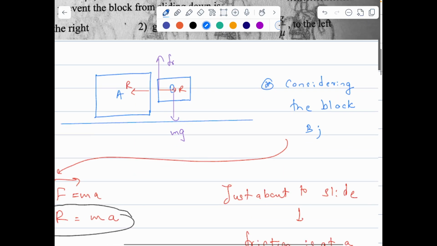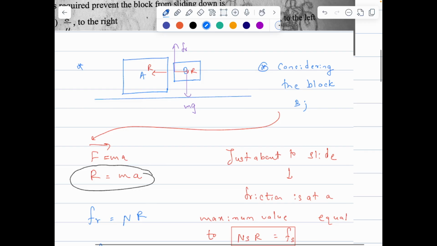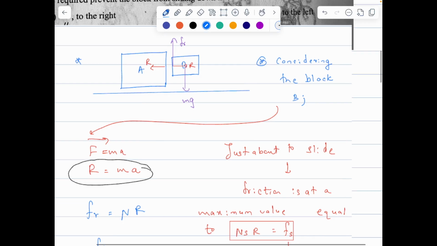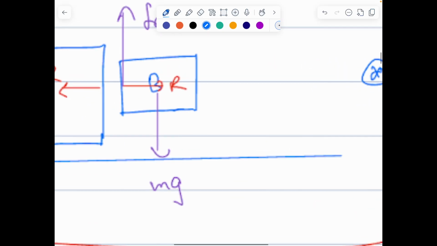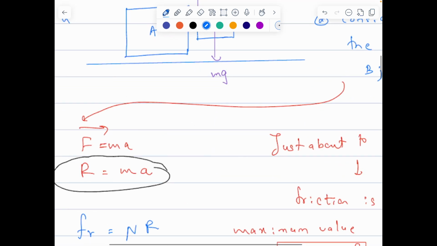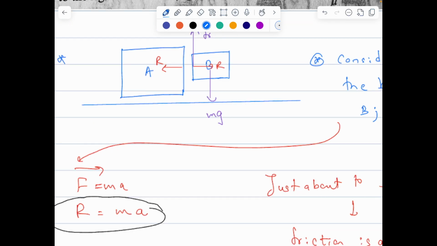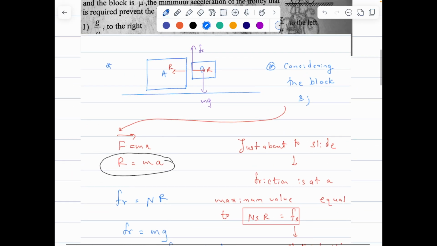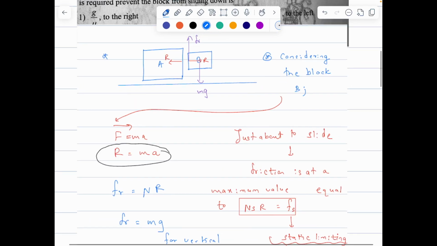So then you can see, considering the block B, I can apply F equals MA. Remember, in F equals MA, the F stands for the external unbalanced force. So I can write R is the external unbalanced force acting on B forward. So R is equal to MA, mass into acceleration. We are talking about the forward direction.